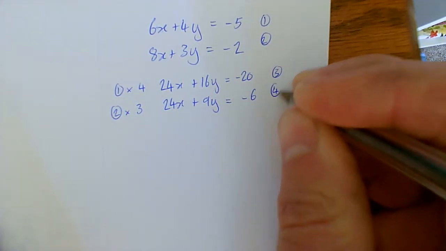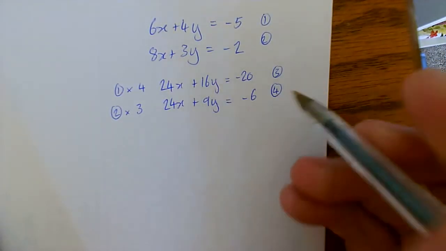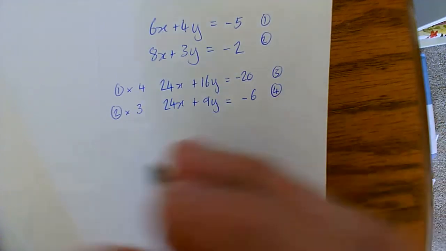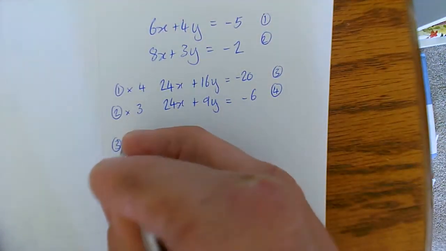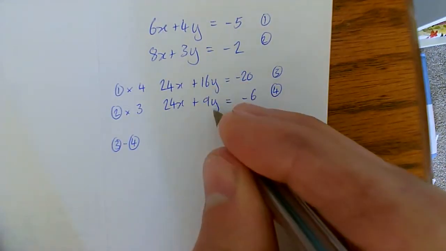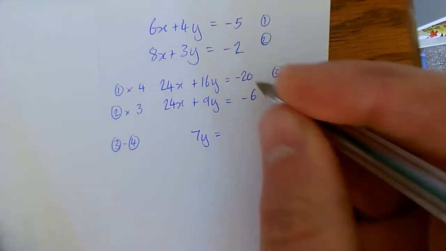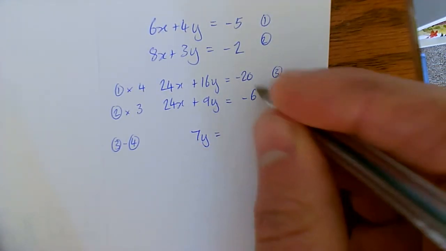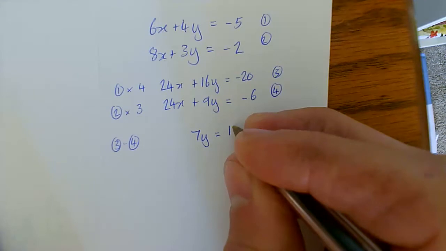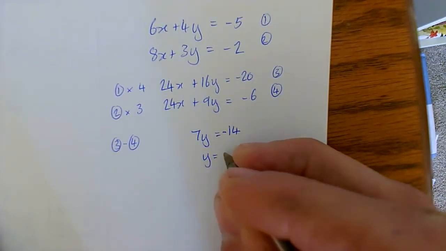Relabel equation 3, equation 4. Again, I want to keep the y's positive, so this time I'm going to do equation 3, take away equation 4. That gives us no x's. 16 take away 9 is 7y's. Minus 20 minus minus 6. So it's like minus 20 adding 6 is minus 14. And so y equals minus 2.